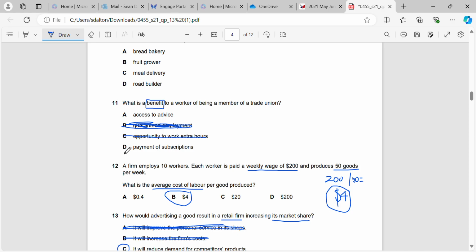And a benefit is not a payment of subscriptions. They may have to pay a subscription to a trade union. That's a disadvantage. They have to pay an amount every month in order to be a member. But another advantage they would get is that they get access to advice. So if they have problems with their wages, or if they have problems with, for example, their health and safety conditions in the workplace, they can get free advice from the trade union on how to fix that.